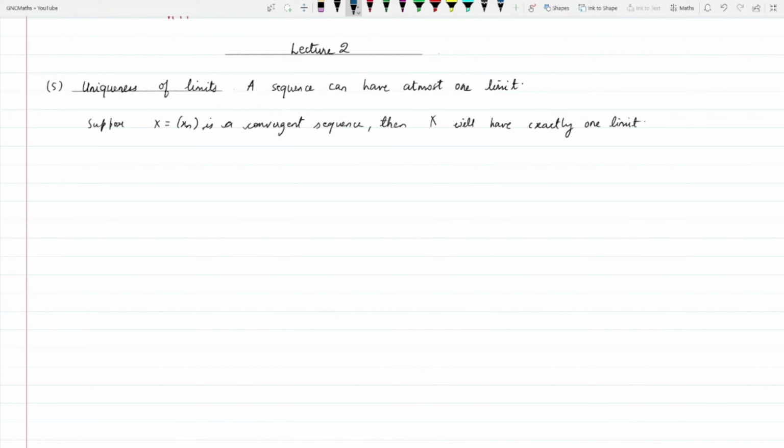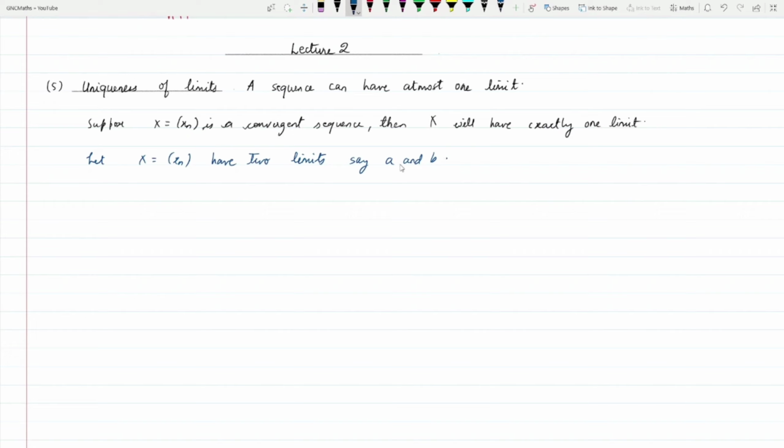Now we prove this with indirect method, and we will say that suppose the sequence xn, which is convergent, has two limits. Let xn have two limits, say a and b. Now our task will be to show that a and b are going to be equal.